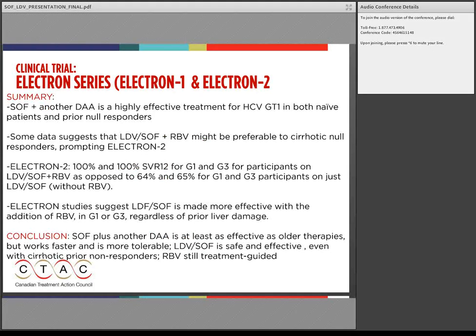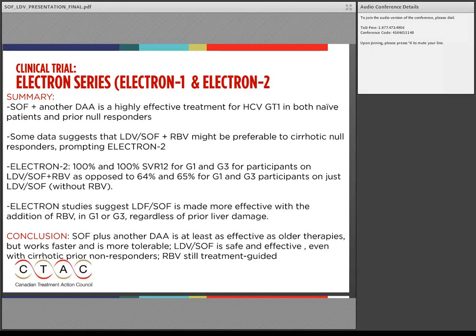So let's crunch this data up and come up with a summary statement. We've now got proof that Ledipasvir sofosbuvir is not only better than past treatment, but much more tolerable. ELECTRON 1 shows that adding ribavirin to Ledipasvir sofosbuvir might be preferable and more effective for cirrhotic patients with a history of non-response. Because of this, ELECTRON 2 was carried out, so investigators could better isolate and identify the reasons why.